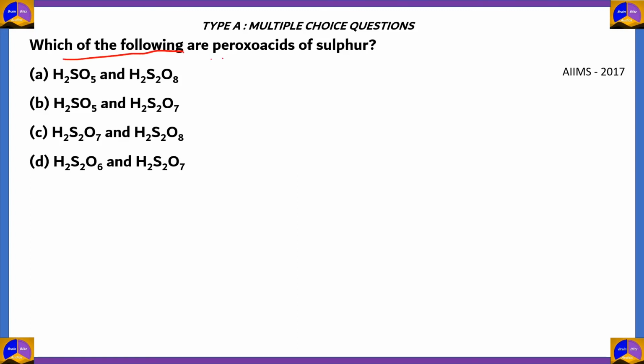Which of the following are peroxoacids of sulfur? Is it A, Caro's acid and peroxydisulfuric acid? Is it B, Caro's acid and disulfuric acid? Is it C, disulfuric acid and peroxydisulfuric acid? Or is it D, dithionic acid and disulfuric acid? So in order to find out, let's look at the structures of each of these acids. So this is H2SO5, it's called Caro's acid.